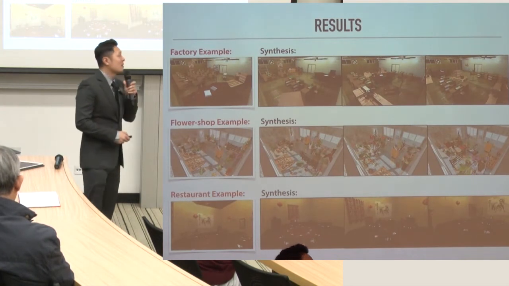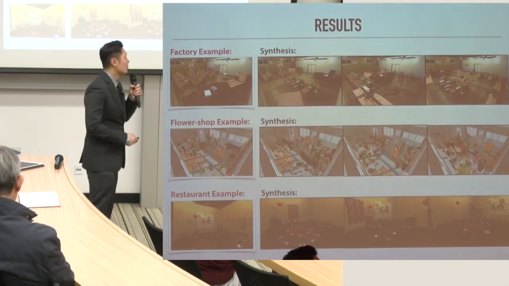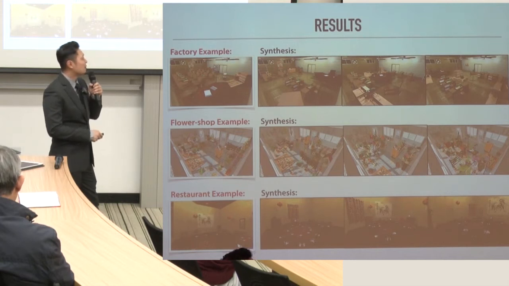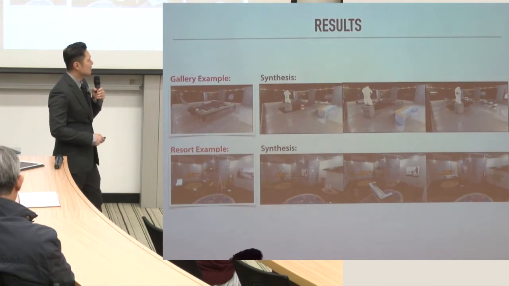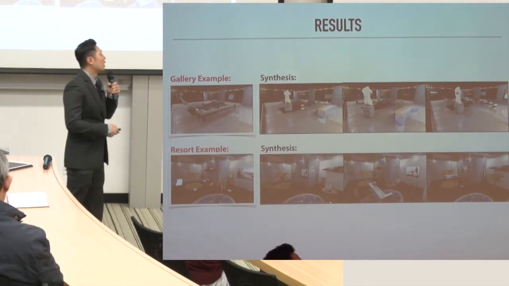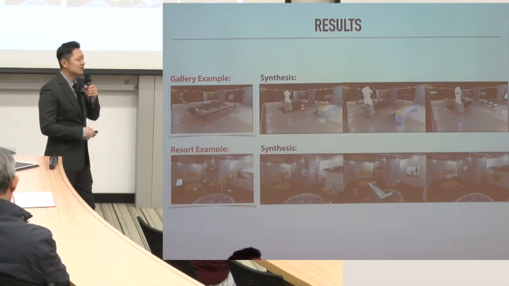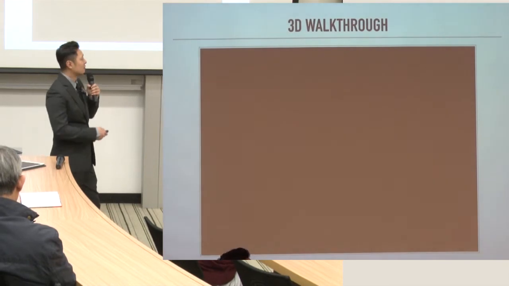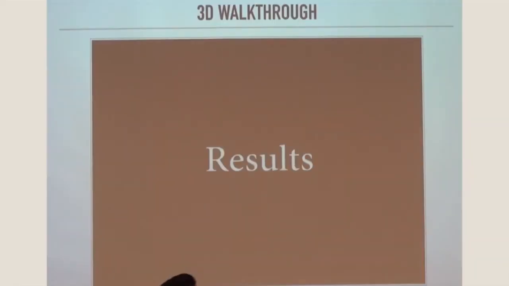And we apply our framework to different indoor scene scenarios, for example, a factory, a flower shop, a Chinese restaurant, a gallery or a resort. So the arrangement generated by our system is useful for interior design inspiration and also virtual world walkthrough. Here's an example. Now we show 5 scenes generated using our approach.